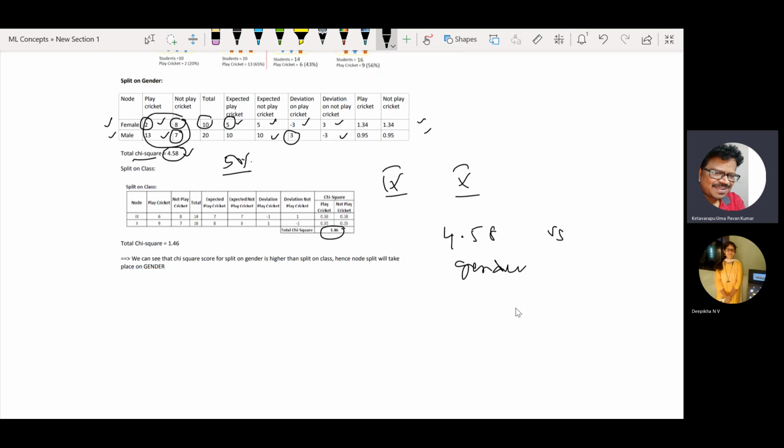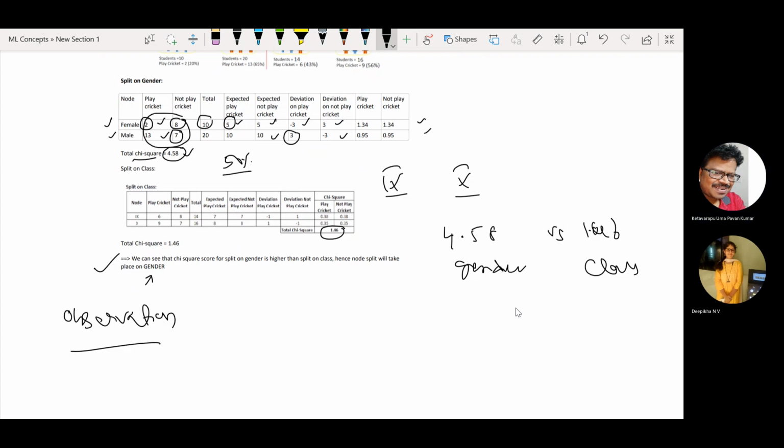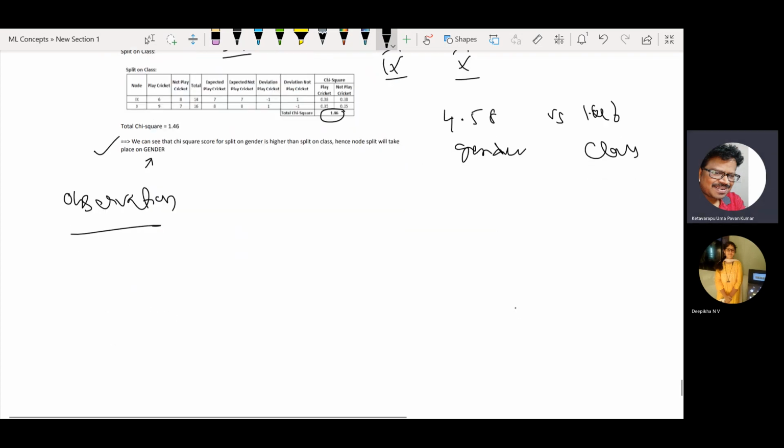Whereas if you are referencing the other thing, we are getting only 1.46 on the class. Now we can see that the chi-square score for the split on gender is higher than the split on the class, hence the split will take the gender. So the final observation is like this, guys.